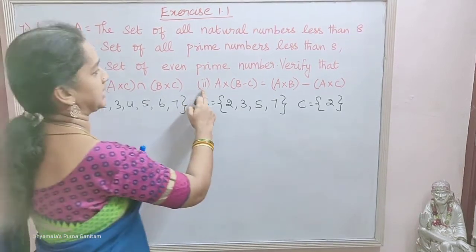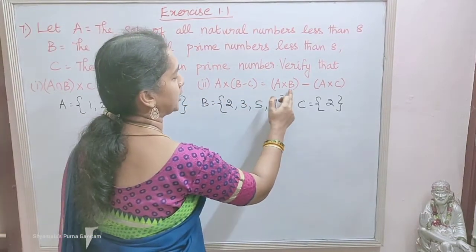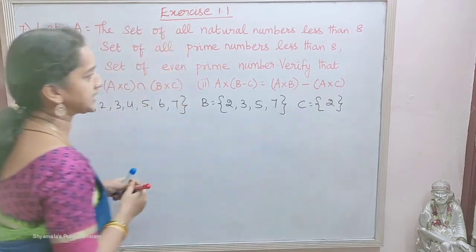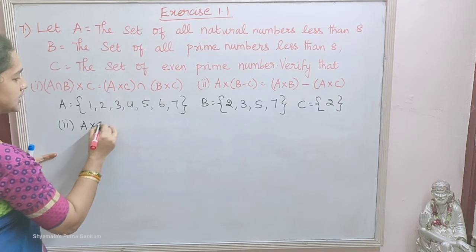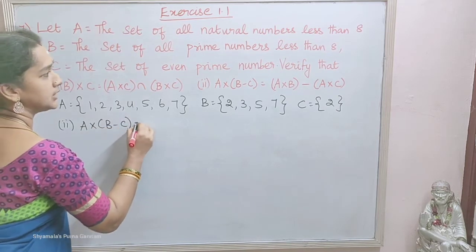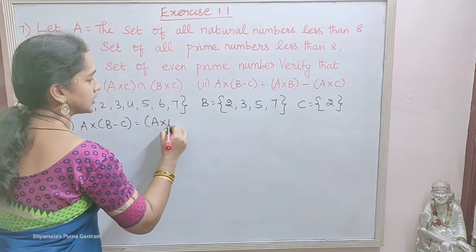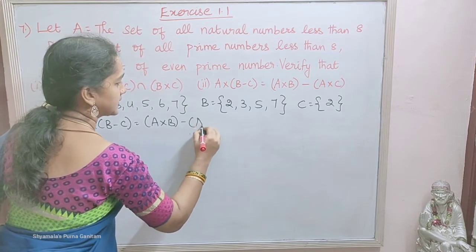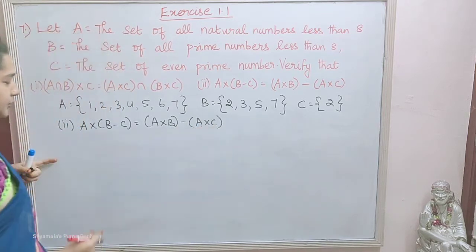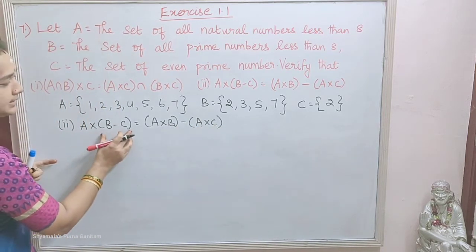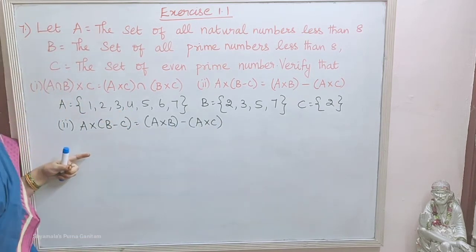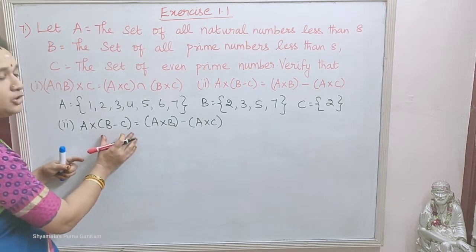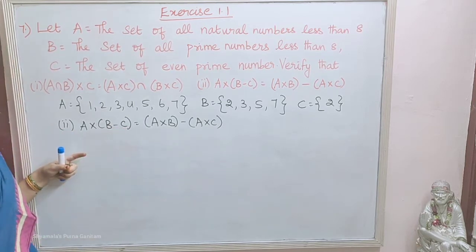Now the second sum. The second sum is A cross (B minus C) is equal to A cross B minus A cross C. For the LHS we will find B minus C and A cross B, A cross C. So all these Cartesian products and the elements of these sets we will find first.